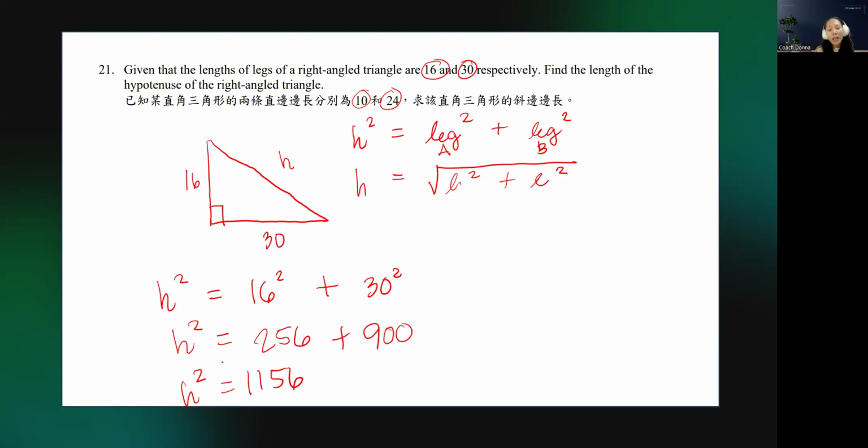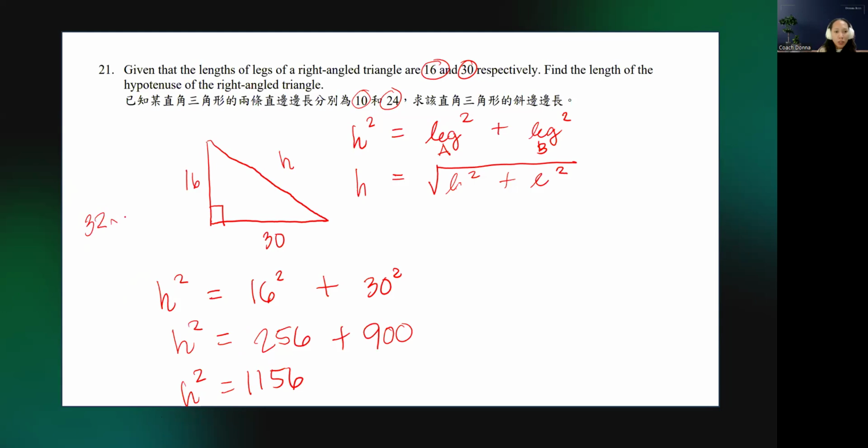So you need to find a number. If it's 16 squared and 30 squared, you need to find a number that when you multiply it with itself, you'll get 1156. And the closest number we could have to that is 30. But 30 times 30 is only 900. So let's add a little more to that.